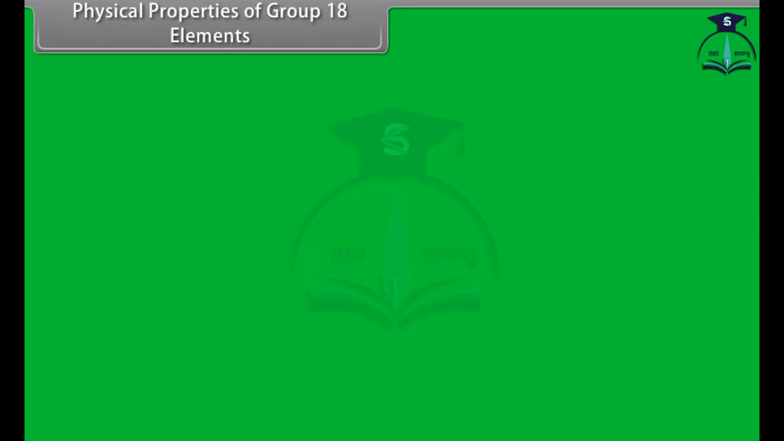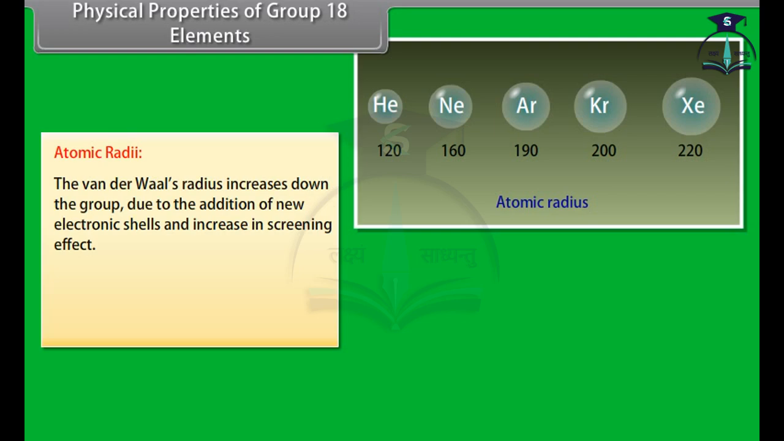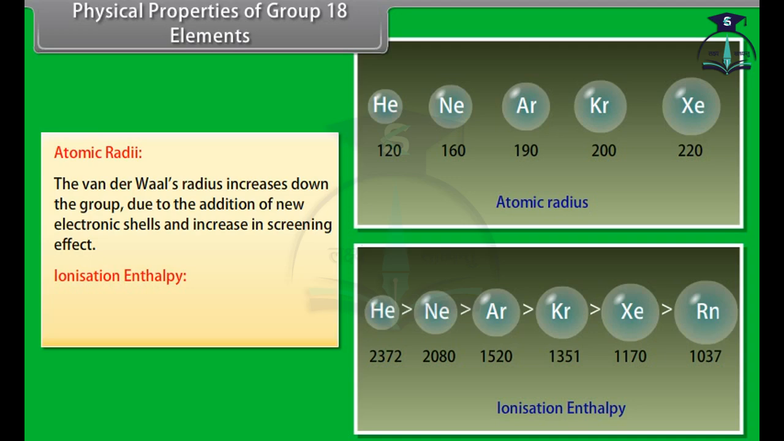Physical properties of group 18 elements. Atomic radii. In noble gases, the atomic radii correspond to van der Waals radii. As we go down the group, the van der Waals radius increases due to the addition of new electronic shells and an increase in screening effect. Ionization enthalpy. The ionization enthalpies of noble gases are very high. This is due to the stable configurations of noble gases. It decreases with increase in atomic number from helium to radon.